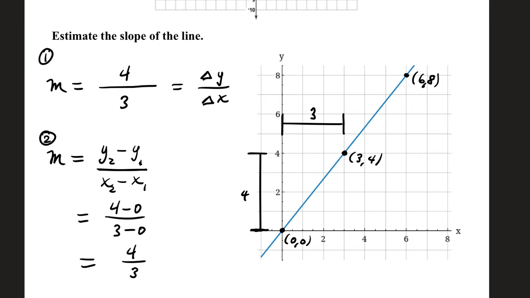You can also use a slope formula. The difference in your y-coordinates gives you the vertical change. The difference in your x-coordinates gives you the horizontal change. Okay, so if I stick with these 2 points, my vertical change will be 4 minus 0, which is 4. My horizontal change will be 3 minus 0, which is 3, for a ratio of 4/3.